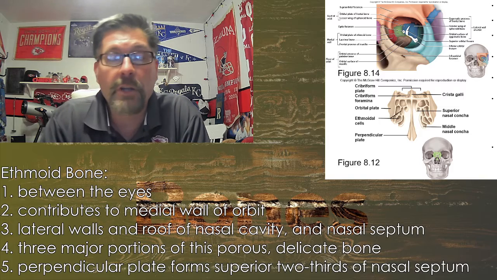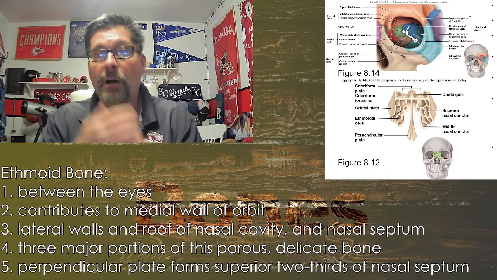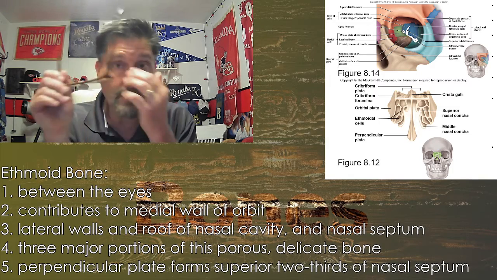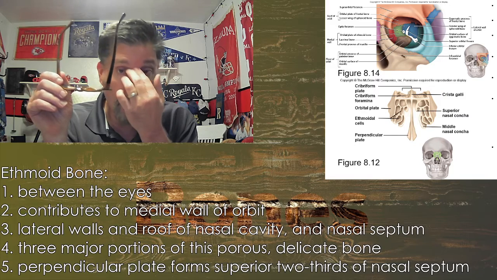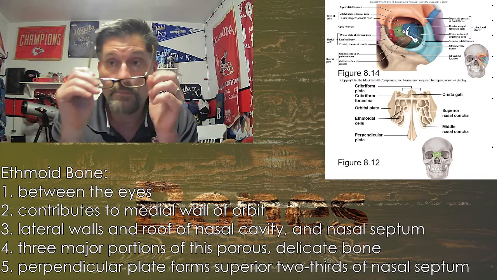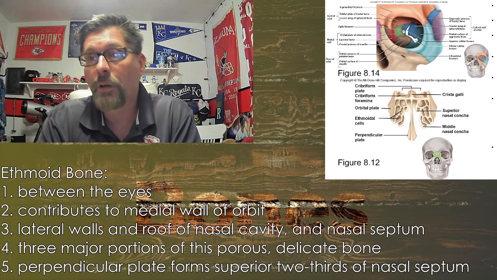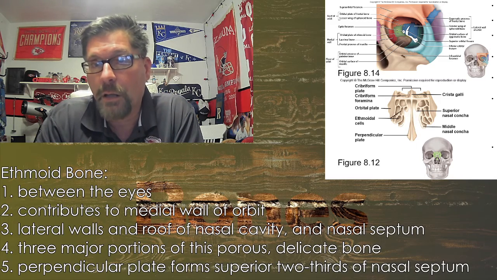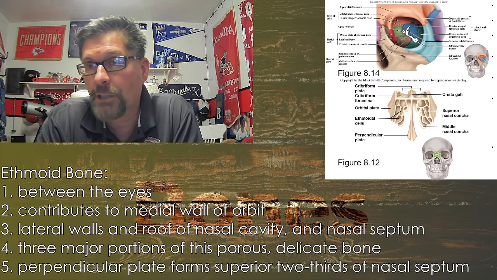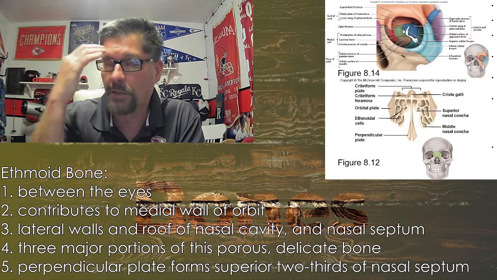Now the next one, the ethmoid bone. That's the part that's right between the eyes. That's the part in here between the eyes. And you can see that it's the light bluish section there. The orange is kind of a round, kind of a two section.